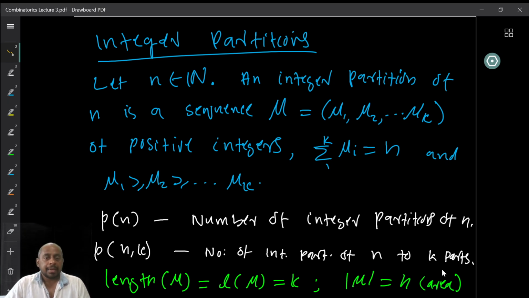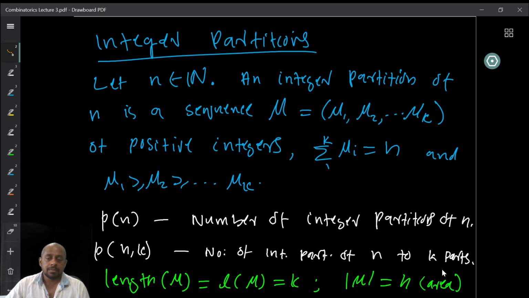Now, given an integer partition mu, the length of the partition mu is the number of its parts, which is k. If mu is mu_1 through mu_k, the length of mu is the number of its parts, which is k, and the area of mu, denoted by the absolute value of mu, is n, the number that mu is partitioning. So that is called area. Why it is called area, we will see very soon.